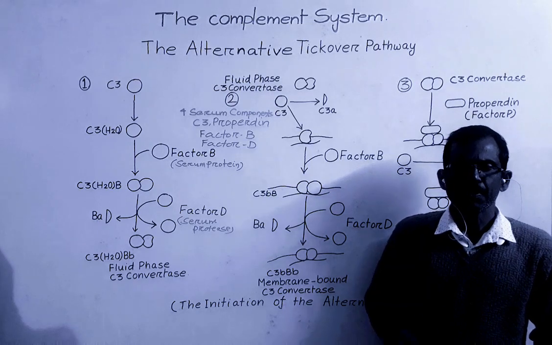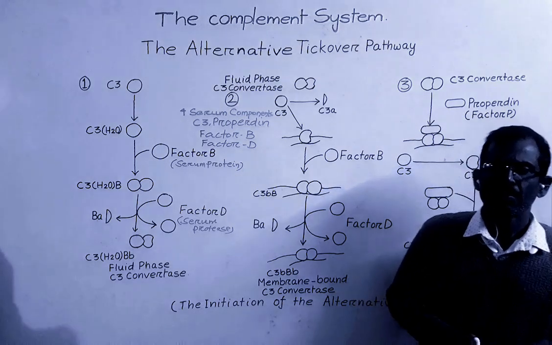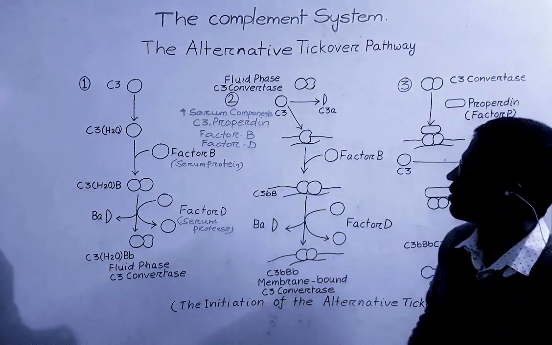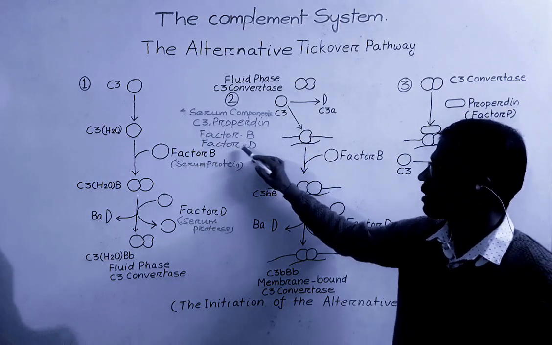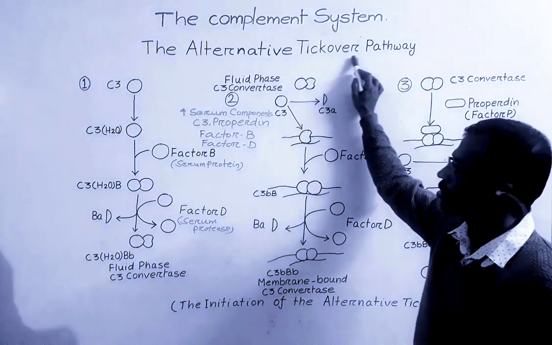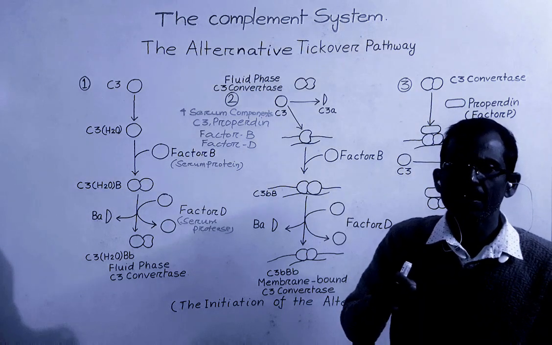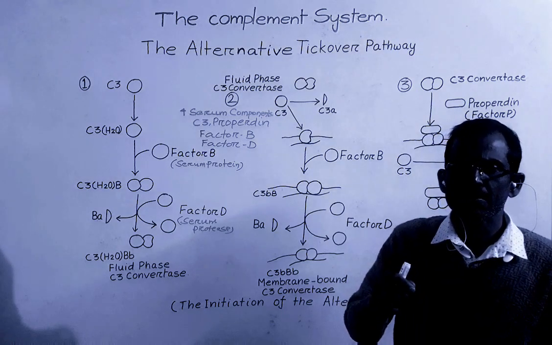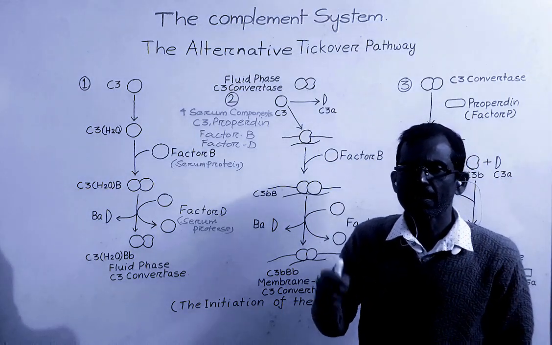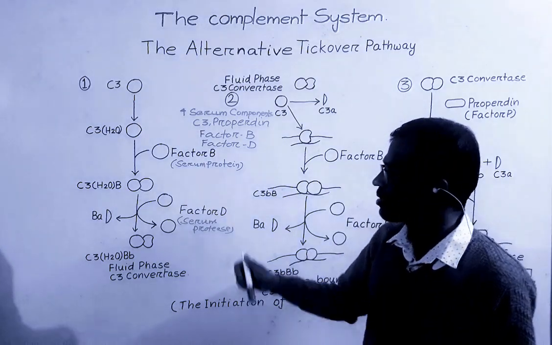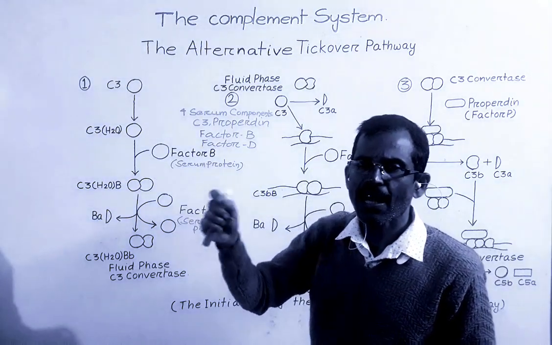The alternative Tickover pathway of complement activation utilizes four serum components. They are C3, properdin, factor B, and factor D. The term Tickover refers to the fact that C3b is constantly being made and spontaneously inactivated, thus undergoing a tickover. The Tickover pathway begins with the spontaneous hydrolysis of C3 at its internal thioester bond.